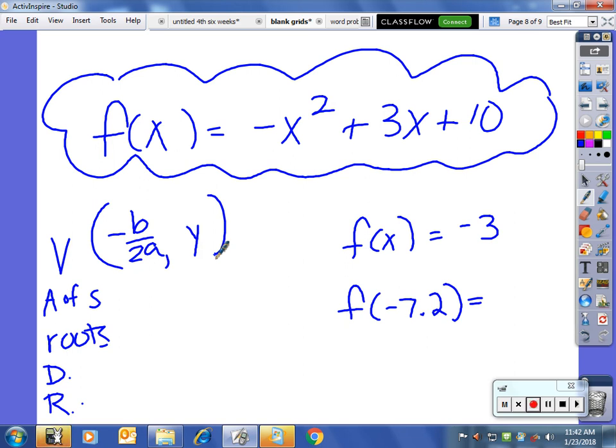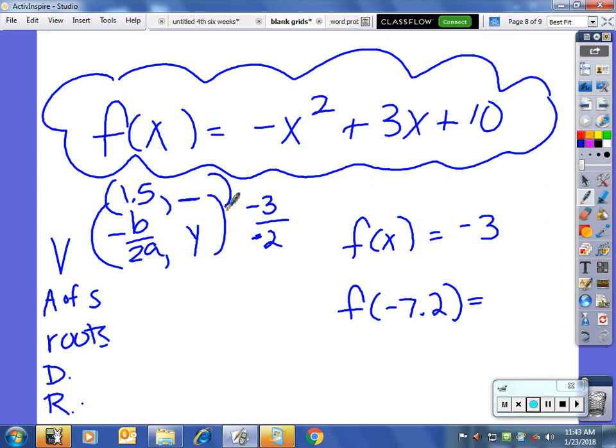Okay, so the opposite of b over 2a. This part you have to know. This is your brain part. To find the x value of the vertex, it's the opposite of b, which would be -3, over 2 times a, which would be 2 times -1. And what's -3 over -2 going to reduce to? +1.5.